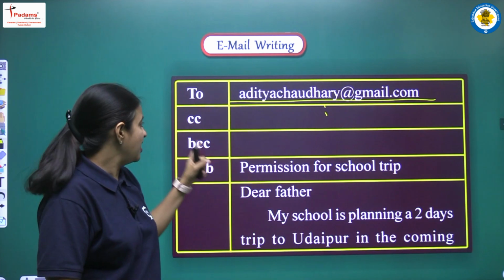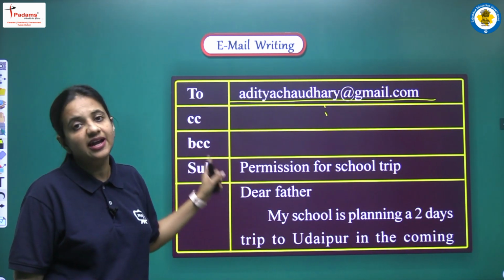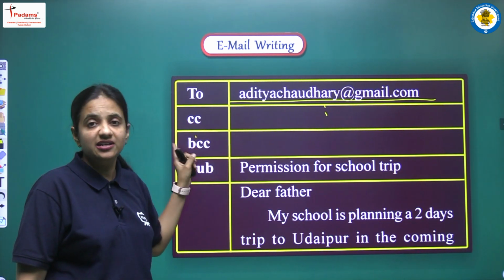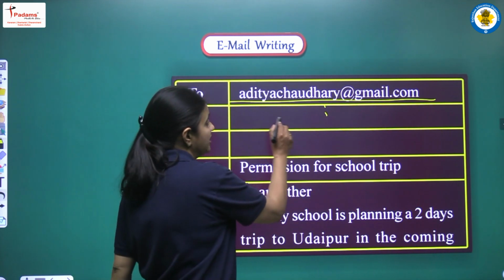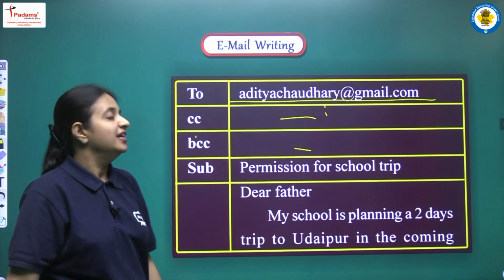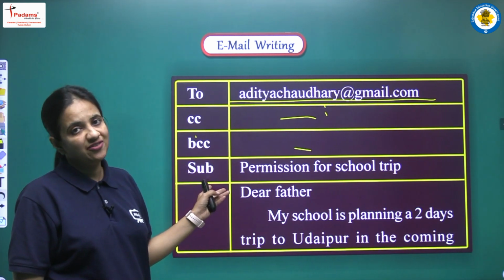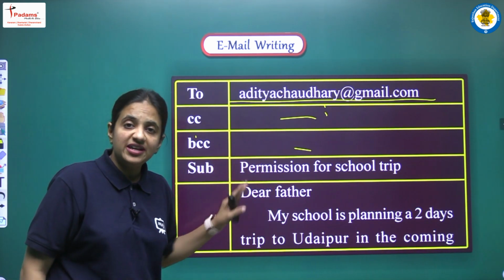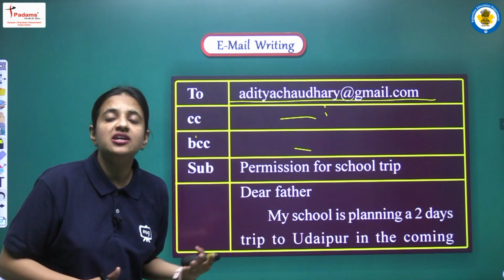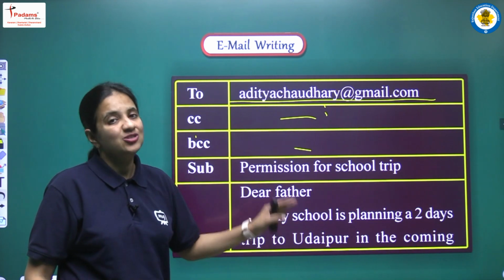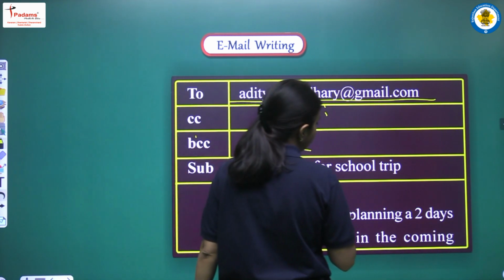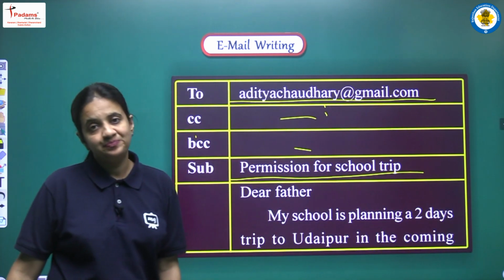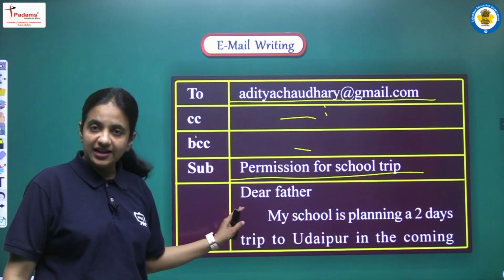Clear? Next we have CC and BCC, that is carbon copy and blind carbon copy. We have to mention these two things but leave the space blank. Next we have the subject. Here we have to write the subject, or we can say the purpose, why we are writing this email. What is the subject? The subject is permission for school trip. Clear? And now we are starting the email.